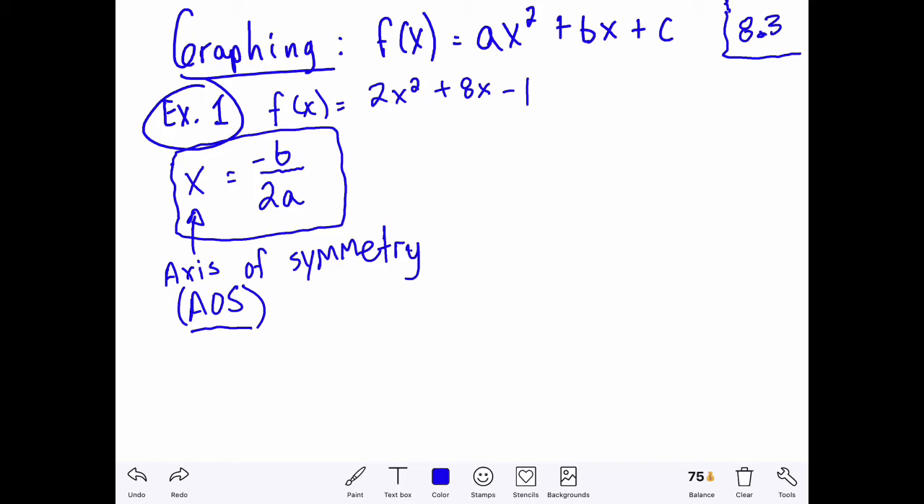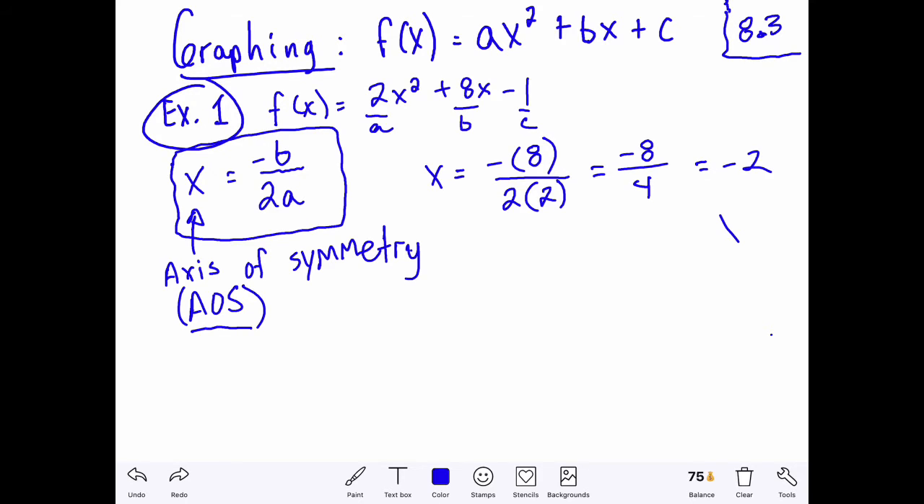Okay, and remember, a refers to the coefficient in front of the x squared, b refers to the coefficient in front of x, and c is this constant term out here, negative 1. Okay, so let's go ahead and plug in and do that. x equals negative, my b is 8, I'm going to plug in 8, over 2 times a, my a coefficient is 2. So that becomes negative 8 over 4, which becomes negative 2.